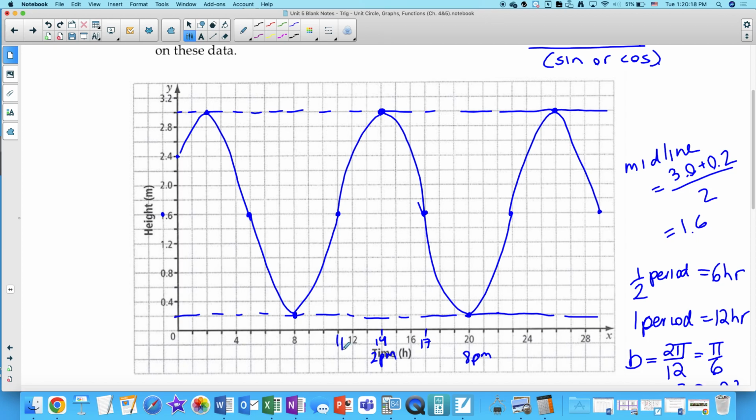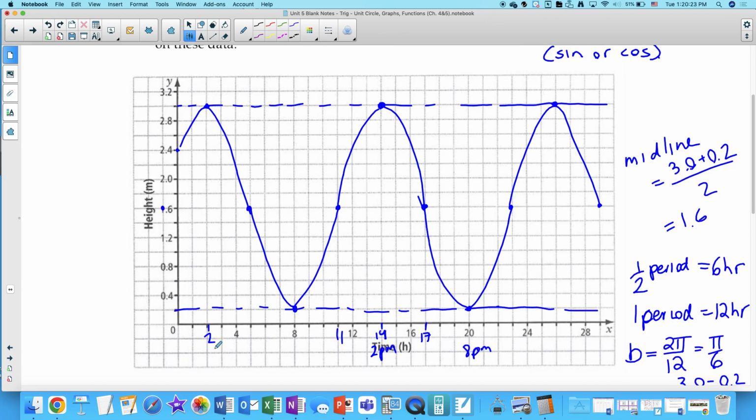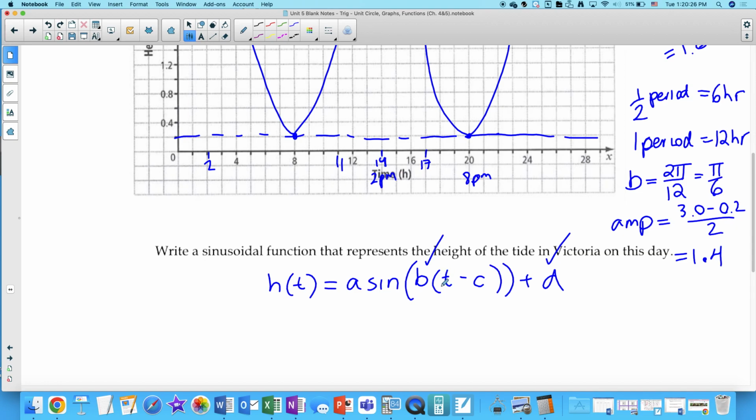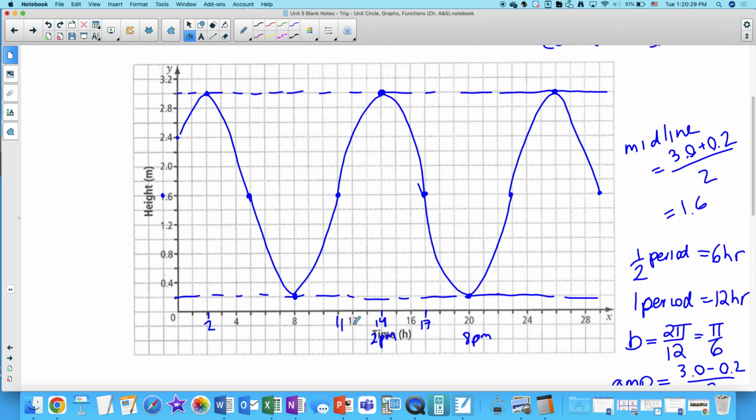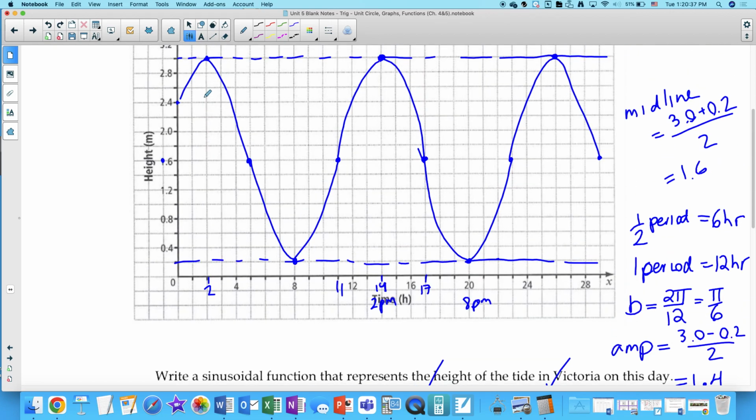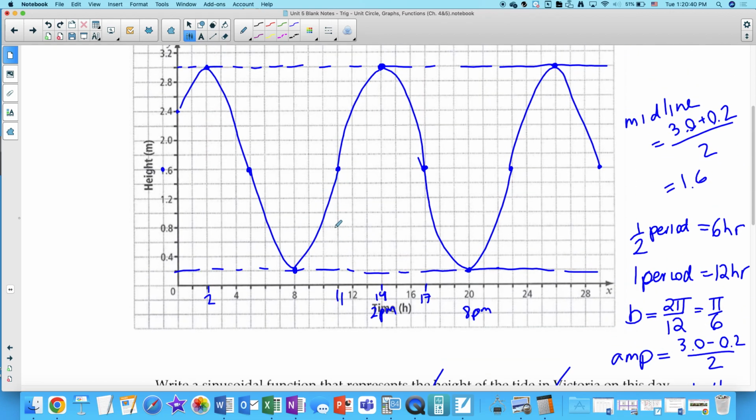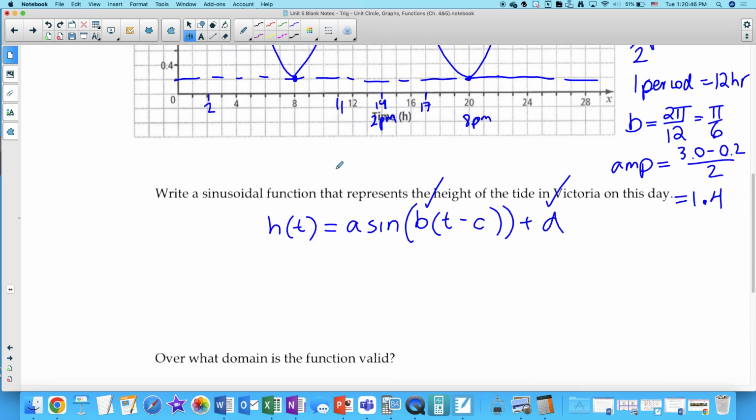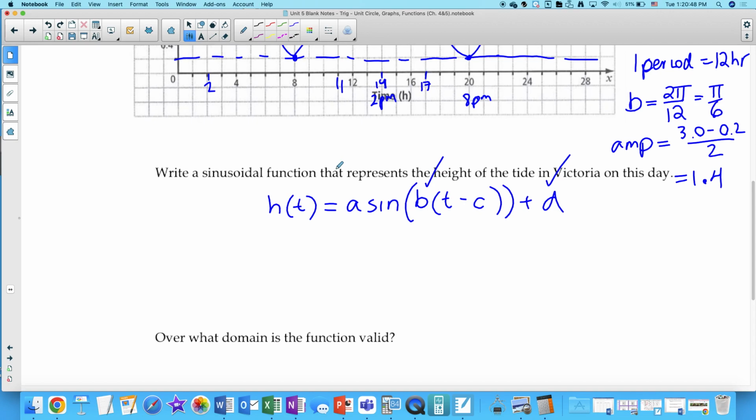Okay, so I wrote out sine here, but let's do it both ways. If we start where they usually start without a reflection, then a would be positive. So if we write it as a sine function, the start of the sine function, when it's in the middle on the upswing, is at 11 o'clock in the morning, 11 a.m. So we would have to make the c value minus 11. A is 1.4, sine b is pi over 6, times t minus 11 plus 1.6.